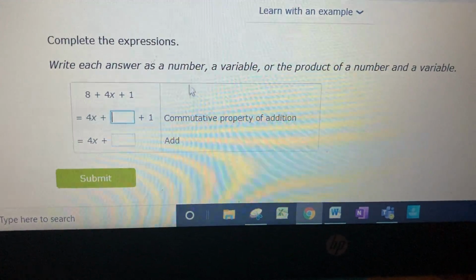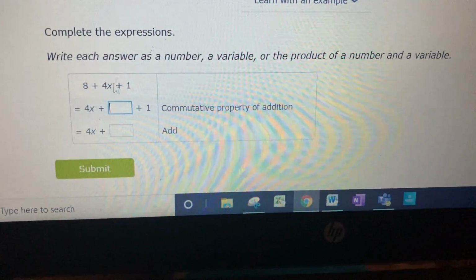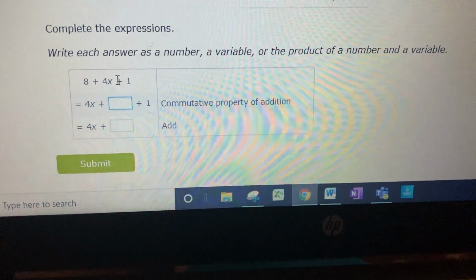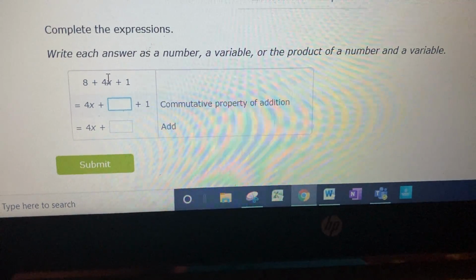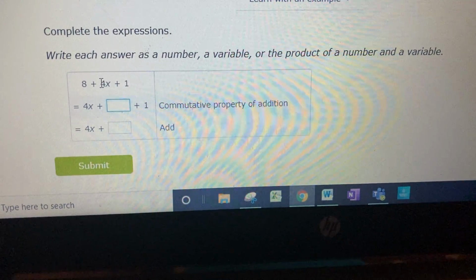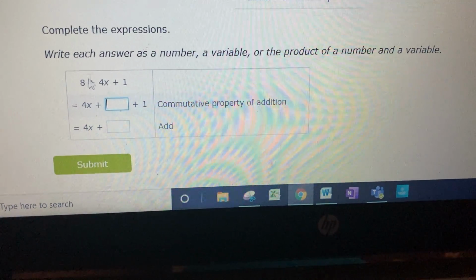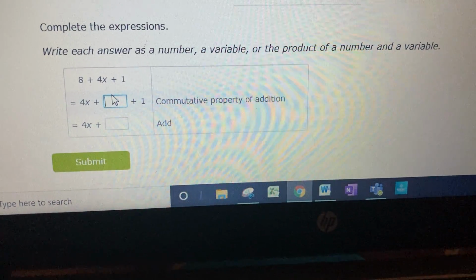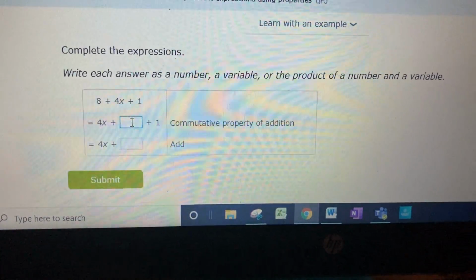All right, so it wants you to take these numbers and do the commutative property, which means that the first thing that you do needs to be the same. So the first thing they would have done here would have been 8 plus 4x. So now we wouldn't be able to combine that. So really it's just going to switch. So now it's going to be 4x plus 8.